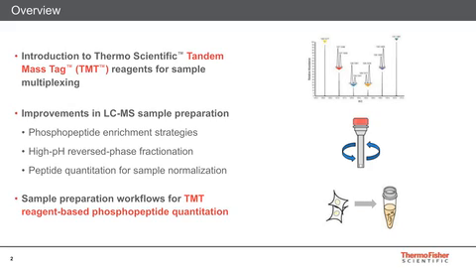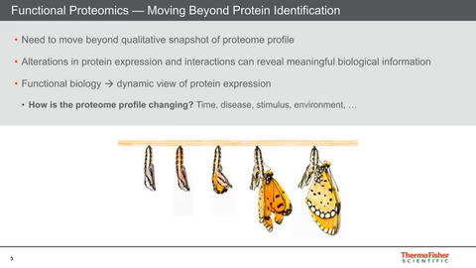Some of the strategies that I will cover in depth include the use of tandem mass tag reagents to combine multiple samples into a single LC-MS analysis. In addition, I will present on recent improvements in LC-MS sample preparation, including phosphopeptide enrichment strategies, peptide fractionation using high pH reverse phased chromatography, and new peptide quantitation assays for sample normalization. And finally, I will show some work combining these technologies into an integrated workflow to simultaneously identify and quantify tens of thousands of phosphopeptide changes across multiple biological sample conditions.